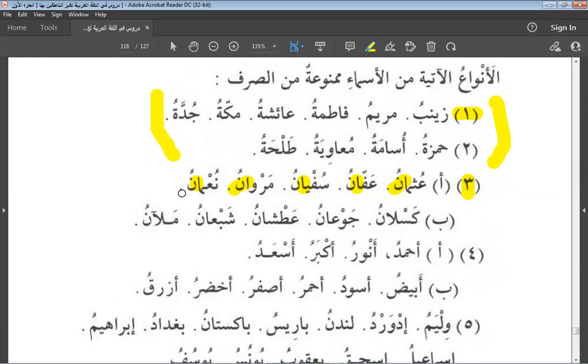So these nouns that end with alif and nun za'ida, that is how we call it. Alif and nun za'ida, alif and nun that is additional. They are not part of the root of the word. So like Uthman, the root of the word is Ain Tha Mim. Affan, the root of the word is Ain Fa Fa. Sufyan, the root of the word is Sin, Fa and Ya. Marwan, you have the Mim, Ra, Waw. And then Nu'man, Nun, Ain, Mim. The alif and nun are additions. They are additional letters to the word.